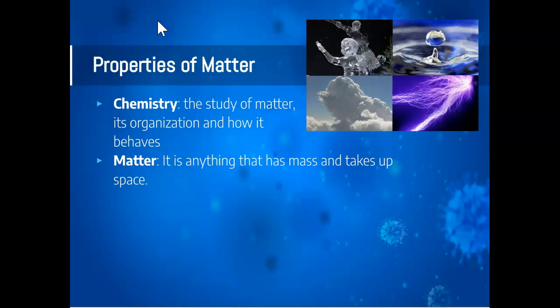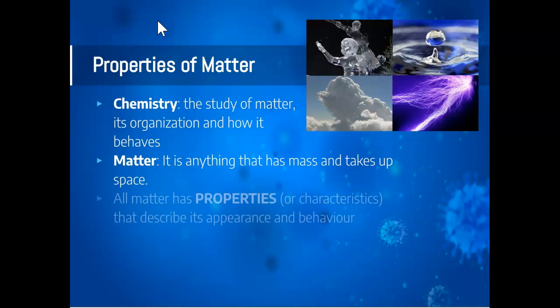Now, these are concepts and definitions and words you've heard and used before, and you've probably learned what these mean before. But we're going to talk about something new. We're going to talk about what the properties are of matter. And properties are simply the characteristics that can describe the appearance and or behavior of matter. Now, there are two types of properties we're going to look at, physical and chemical properties.